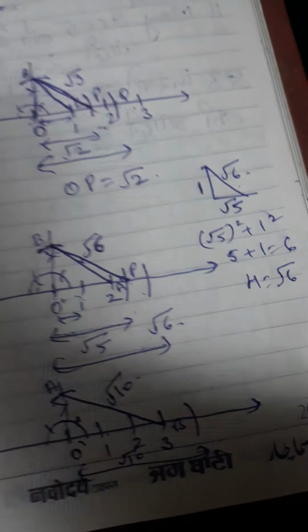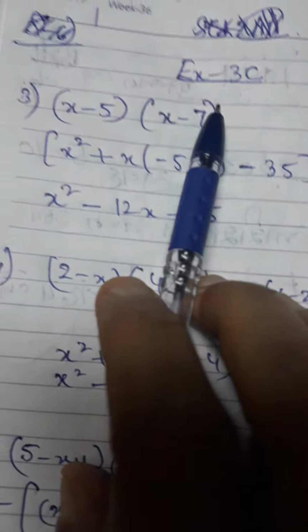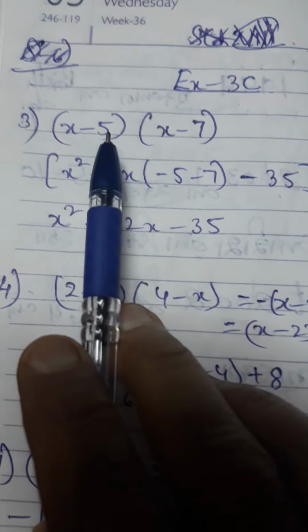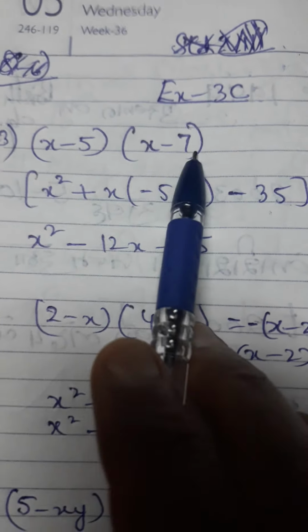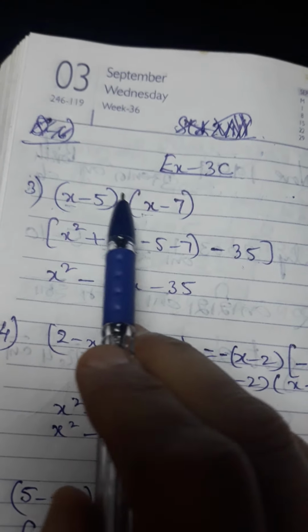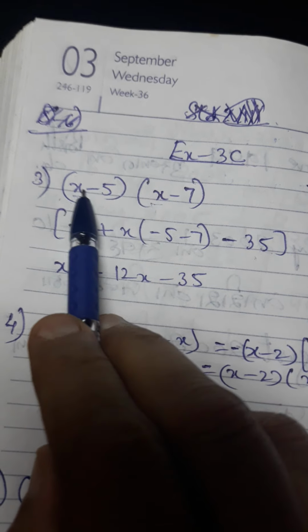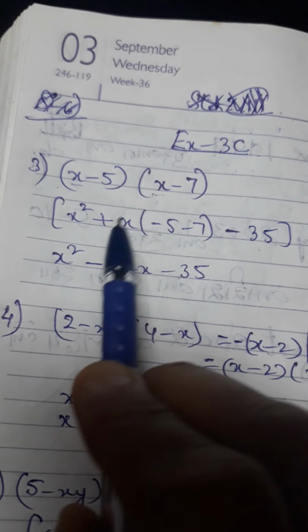Now of expansions we were left with one exercise, that is third C. Third C of expansions was left. In that we have product of these two numbers. Now when the first term is the same, then how we take the product? It is always first term square plus first term. Always first term square plus first term.